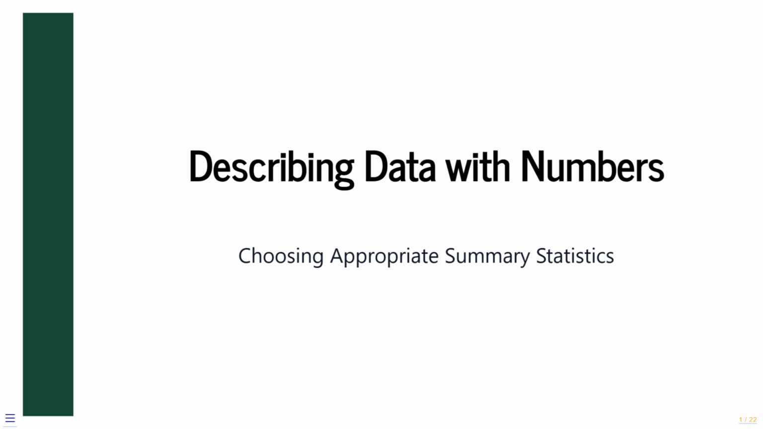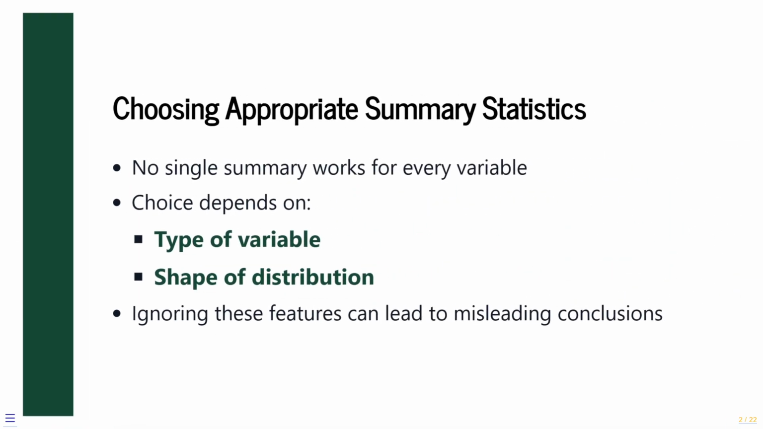When we talk about choosing appropriate summary statistics, the most important idea to understand is that no single summary works for every type of variable. Statistics are tools, and like any tool, they only work well when matched to the right situation. The usefulness of a summary depends on two key features: the type of variable we are measuring and the shape of its distribution. If we ignore these features and blindly compute something like a mean or standard deviation, we may end up reporting numbers that are technically correct but practically meaningless.